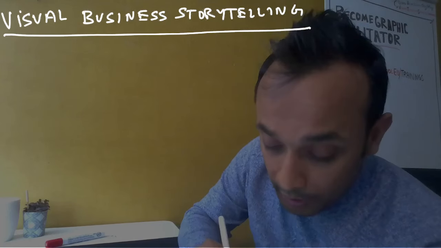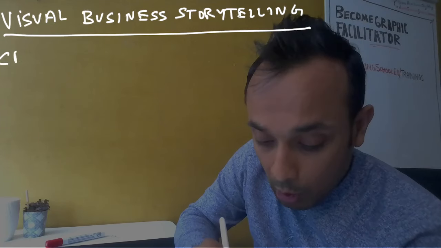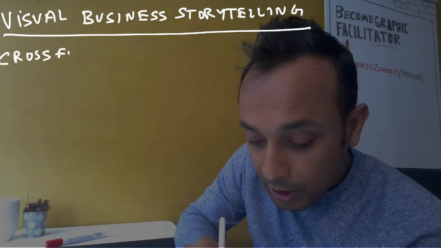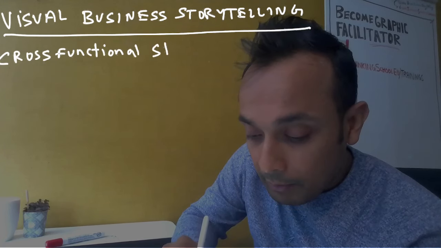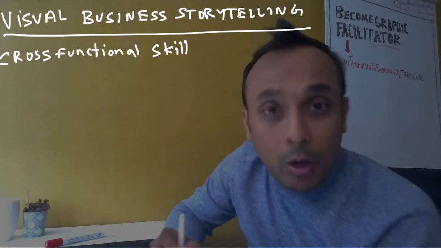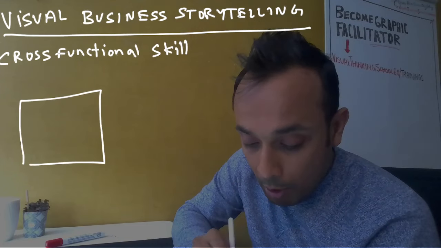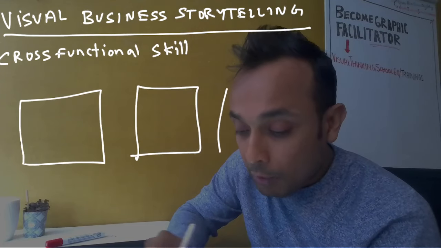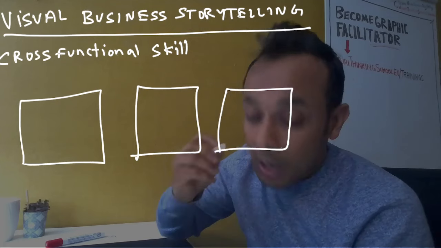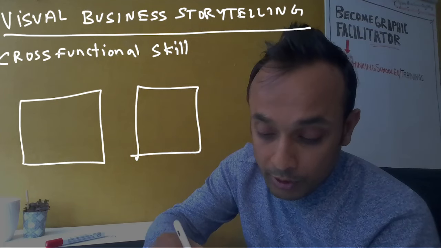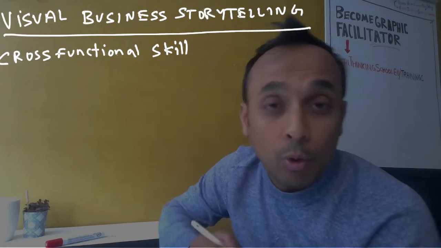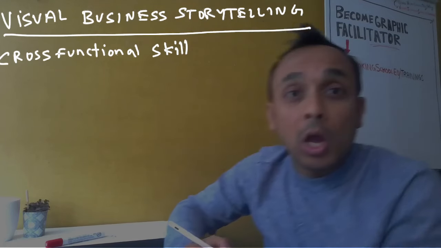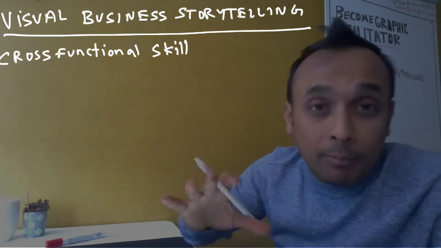So the first one is when you are giving a presentation on cross functional skill. Instead of making presentations in the form of these boxes, which we are usually doing, avoid it and use visual business storytelling. Storytelling means when you have a story to tell. I am showing you what you can draw in front of people and amaze them with this story.